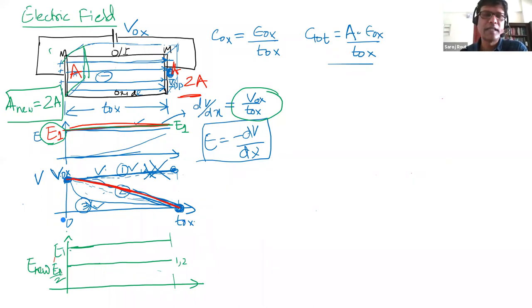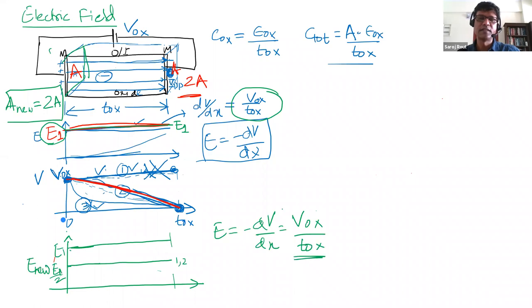Okay. And why is that the case? Why should it still be the same? I've increased the area by twice. Why is the electric field still the same? Because, sir, electric field doesn't depend upon area. Sir, because electric field is equal to dV by dx, and V is still Vox and x is the same. That's correct. Your electric field is dV over dx. This is still Vox, and dx is still Tox, so that's not changing.